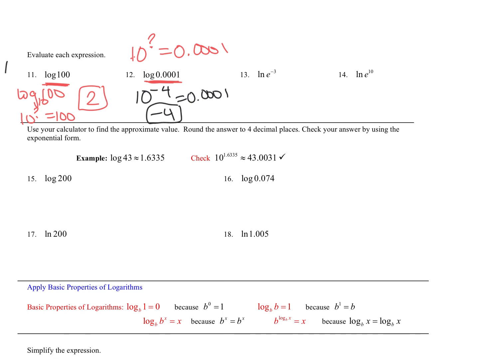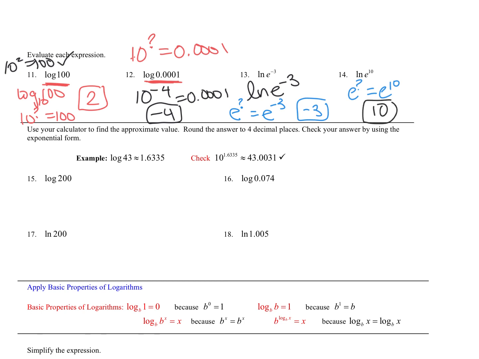And I just want to point out that on number 11, 10 squared does equal 100, right? Okay, so let's talk about 13 and 14. When I have the natural log of e to the negative third power, this is basically saying e raised to what power equals e to the negative 3 power. Well, that's pretty easy. That would just be negative 3. And then number 14 says e raised to what power equals e to the 10th power. Well, that's pretty easy. That would just be 10. And you can try that one in your calculator as well if you'd like.